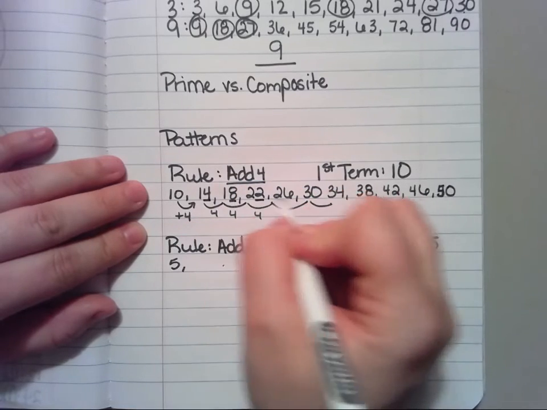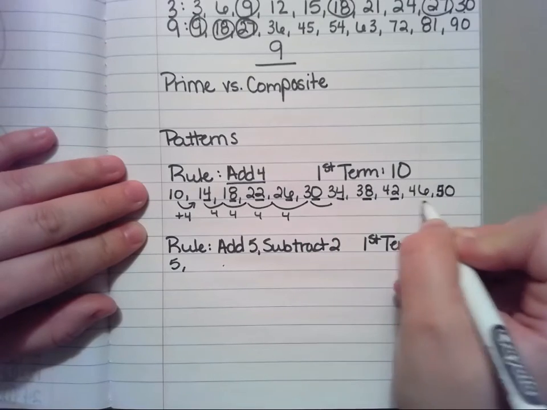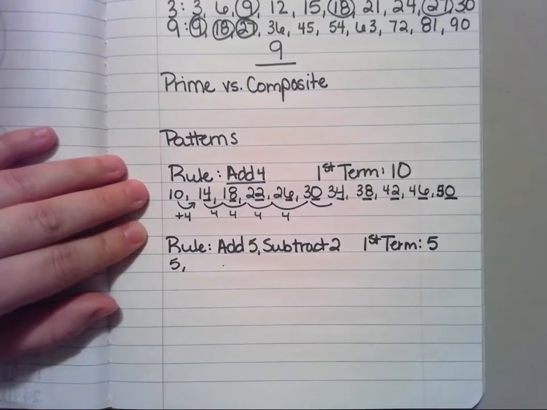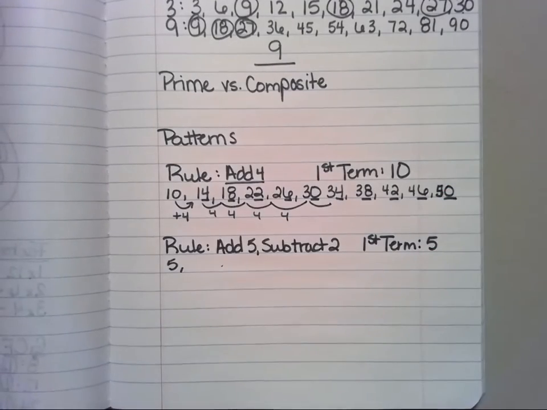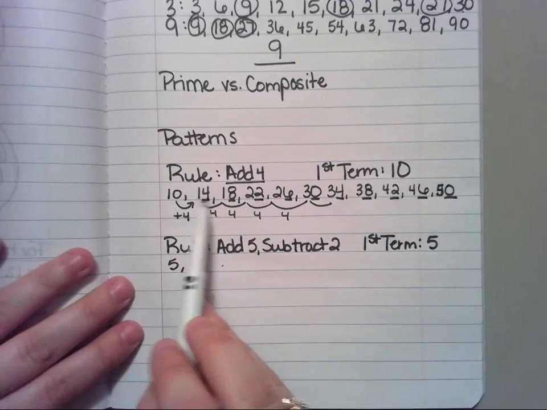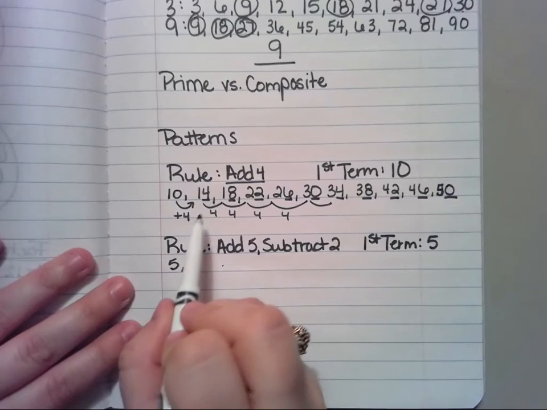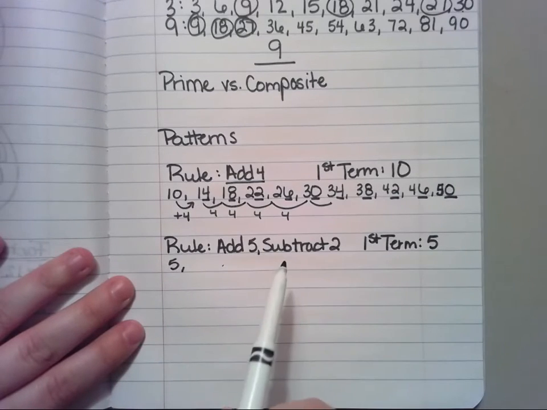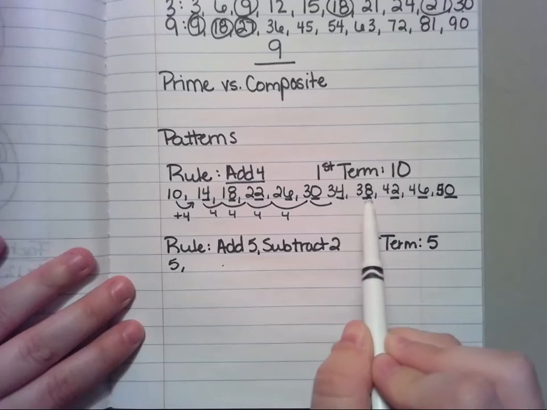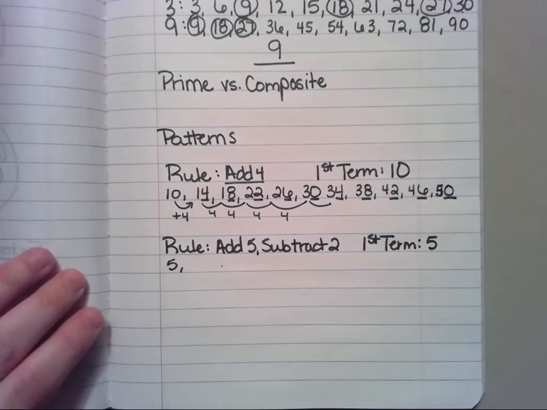I have 4, 8, 2, 6, 0. 4, 8, 2, 6, 0. So there's a whole other pattern inside this pattern. You might be asked, finish the pattern out, describe the pattern in another way. Well, you might say, each time the second digit is 4, 8, 2, 6, 0. Then it repeats, 4, 8, 2, 6, 0.